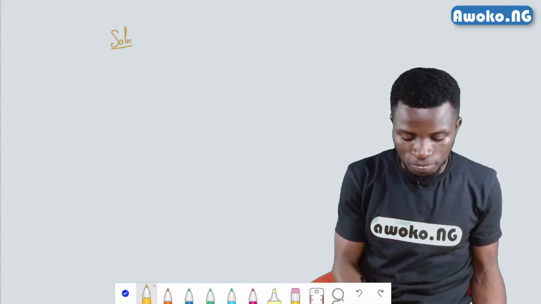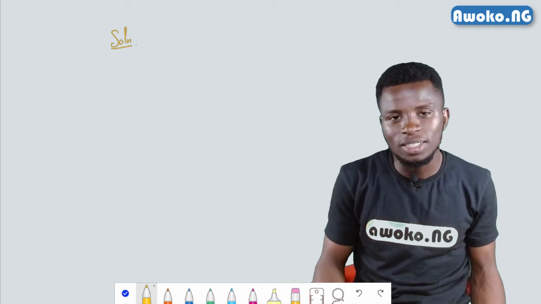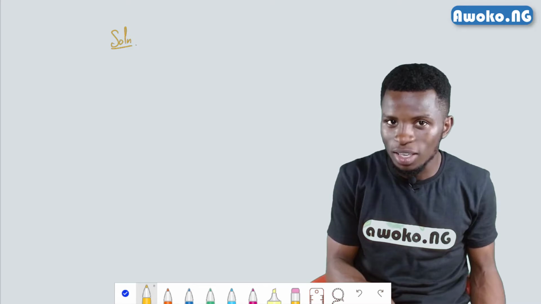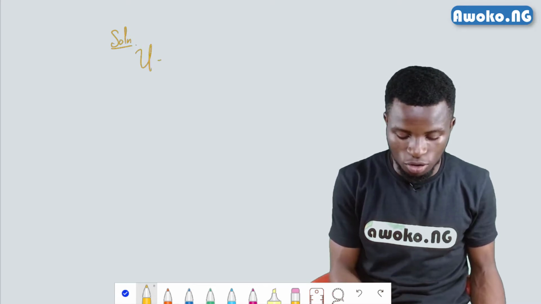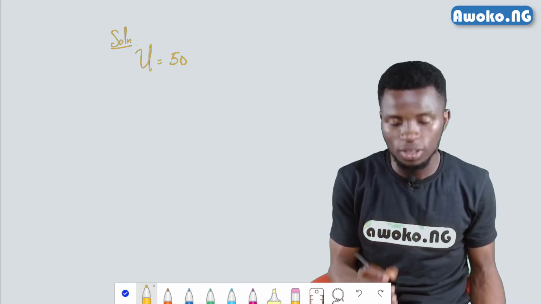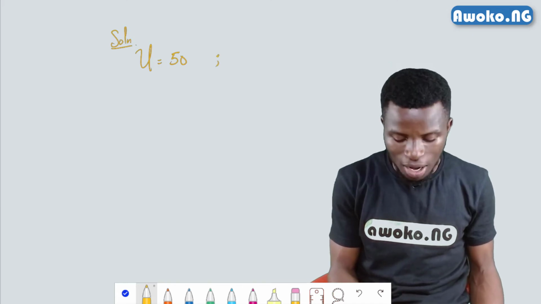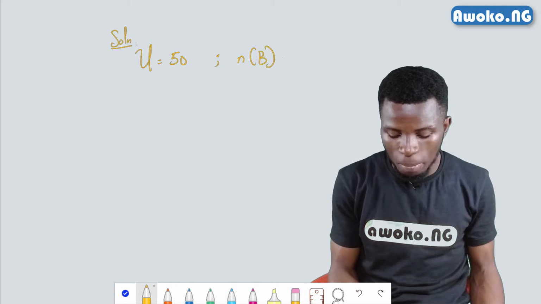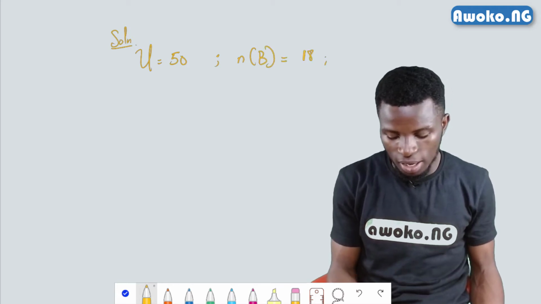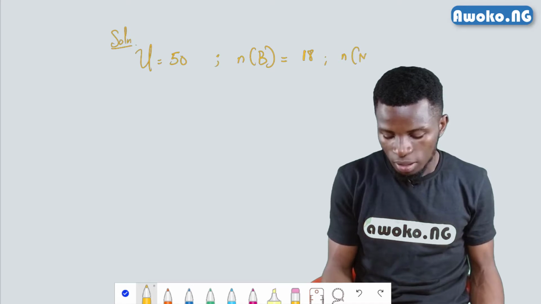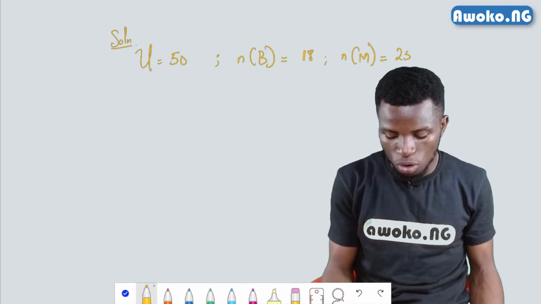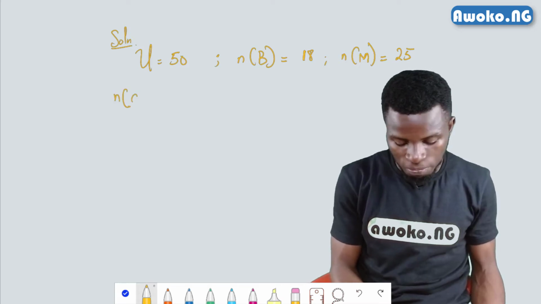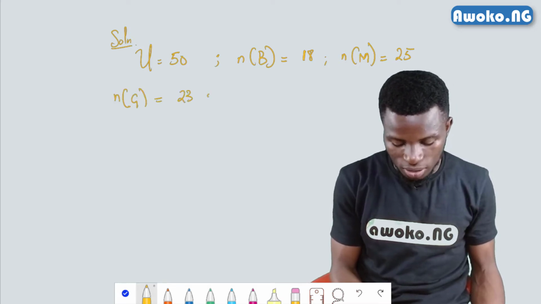We're given that the universal set, that is the total number of students in question, is 50. So we have U equals 50 students. Out of these 50 students, the number of students that offer biology is equal to 18, while the number of students that offer mathematics is equal to 25, and the number of students that offer government is 23.